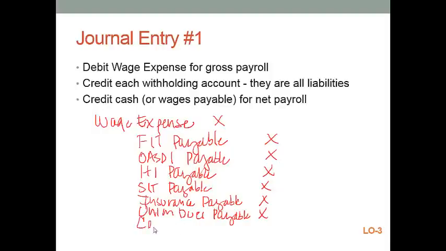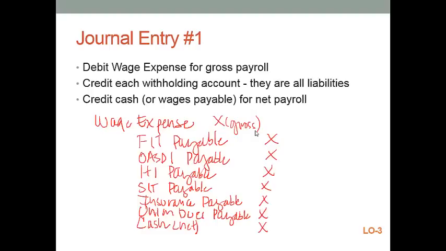And then we're going to, of course, credit our cash, and this is our net pay. So a net amount, and that, of course, is credited too because the company's cash is decreasing as it is paying their wages, and so the cash is basically the amount that the checks are being written for. Notice that this wage expense up here is gross pay. So here it's gross pay, here it is net pay.